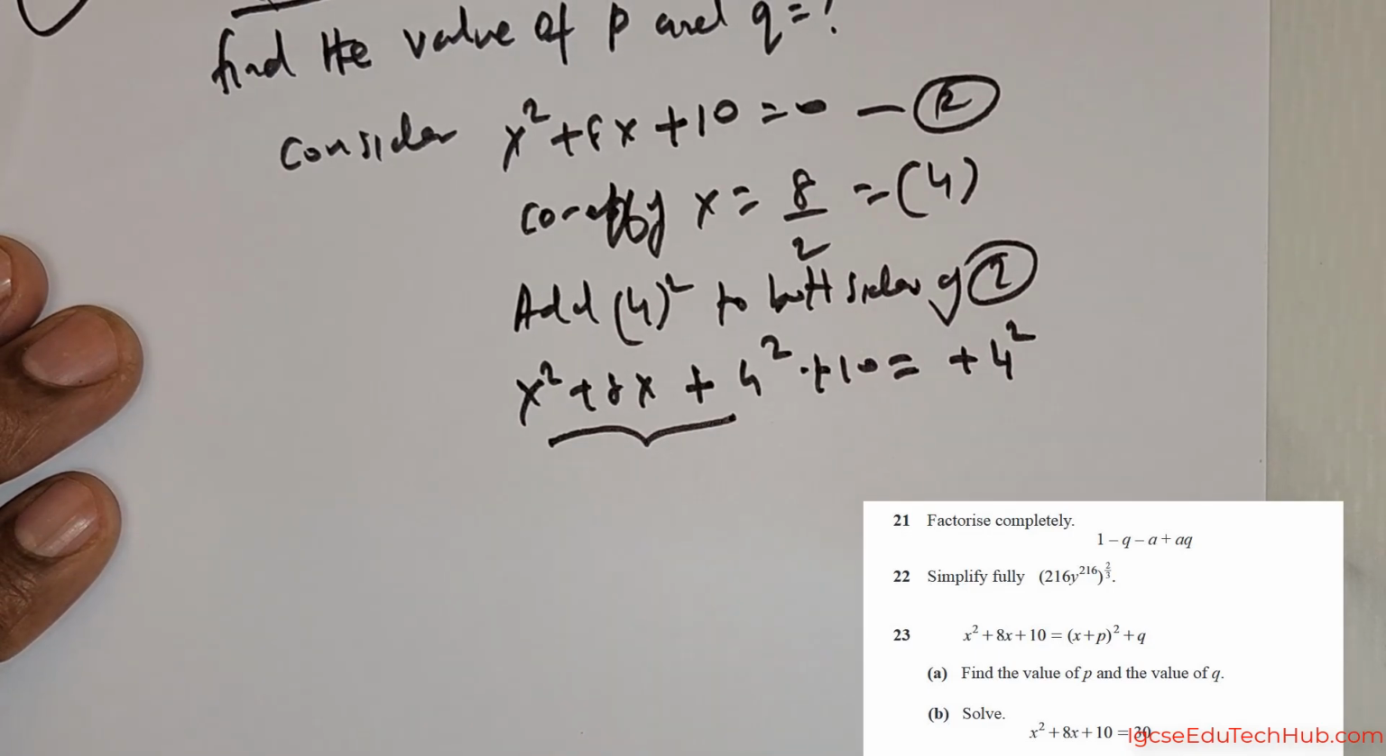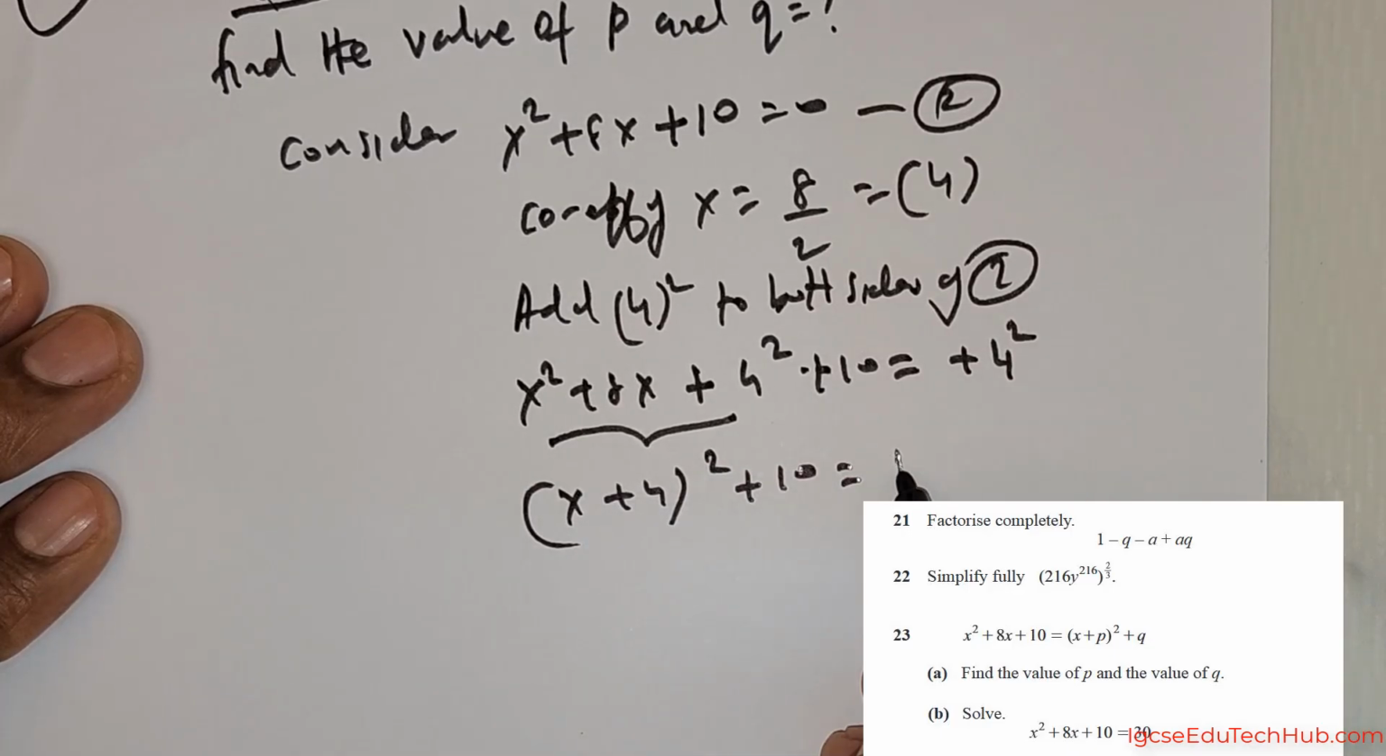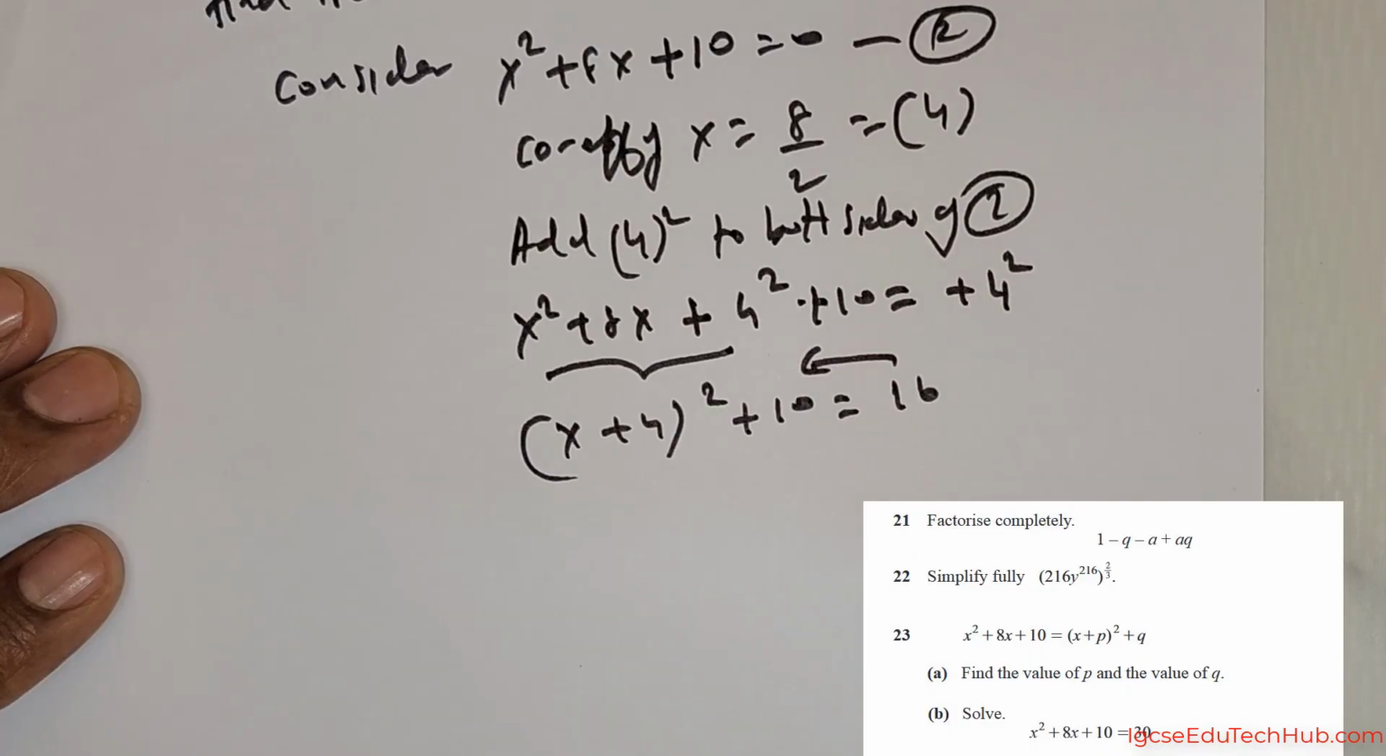Now this is a perfect square. This can be rewritten as x plus 4, the whole squared, plus 10 is equal to 16. Now bring this 16 to this side.